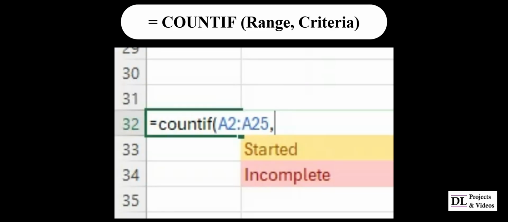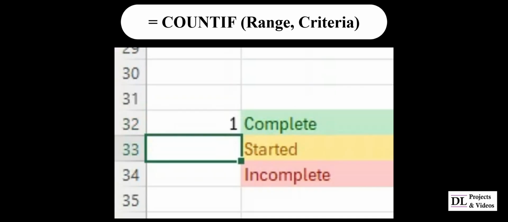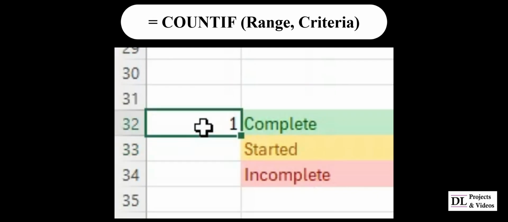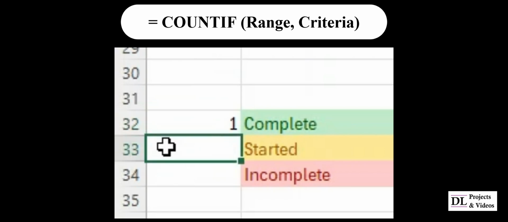In this example, we are typing quotation marks, the word complete, and quotation marks. Lastly, type another parenthesis and click Enter. As you can see, the number of complete statuses is now listed. A great function of Countif is that if any of the statuses change to complete, the formula will automatically update.